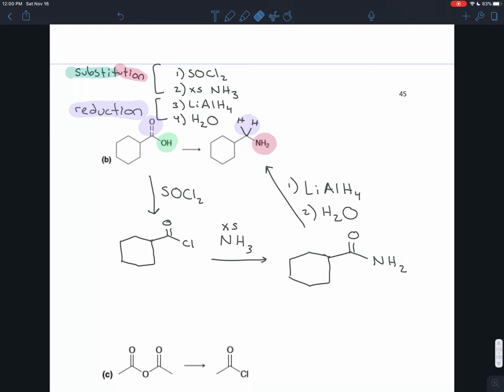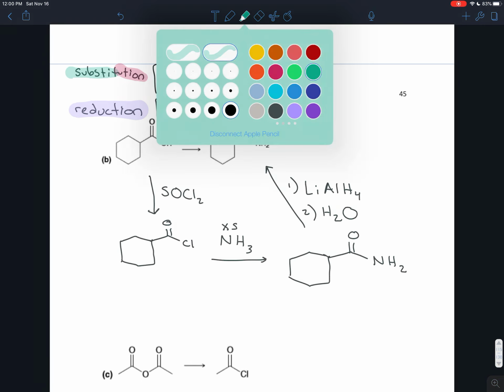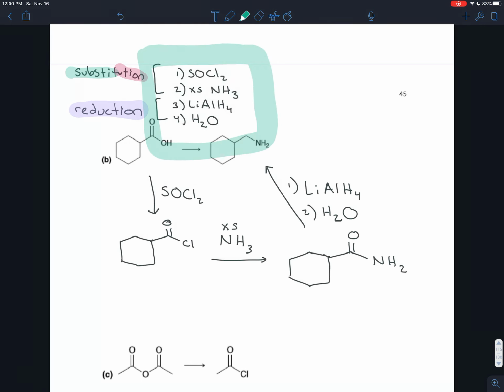So overall, the solution to this is going to be this whole process. 4 steps. You treat the carboxylic acid with thionyl chloride to turn it into a more reactive acid chloride. Then you can treat it with excess ammonia to turn it into an amide. Last, you reduce the carbonyl on the amide with lithium aluminum hydride, and you stabilize stuff by doing proton transfers from water. And that leaves you with your amine.